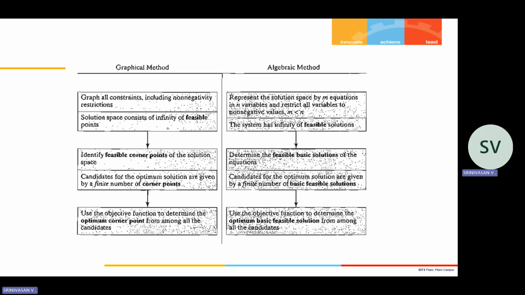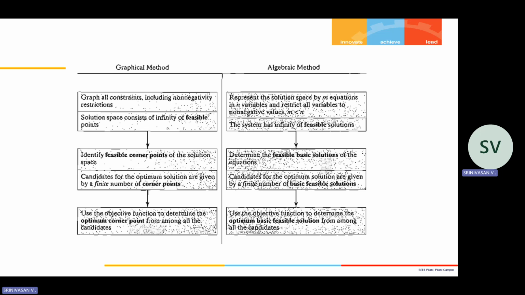In graphical method, graph all constraints as straight lines because they are linear. By plotting the points and joining them on the plane, the first quadrant, you get straight lines, including non-negativity restrictions. That means automatically x1 greater than or equal to 0, x2 greater than or equal to 0. So automatically it forms the positive side. Suppose you take x1 along the x-axis, x2 along the y-axis, then you have the plane, the first quadrant. So including non-negativity restrictions, graph all constraints. That is, we are drawing straight lines.